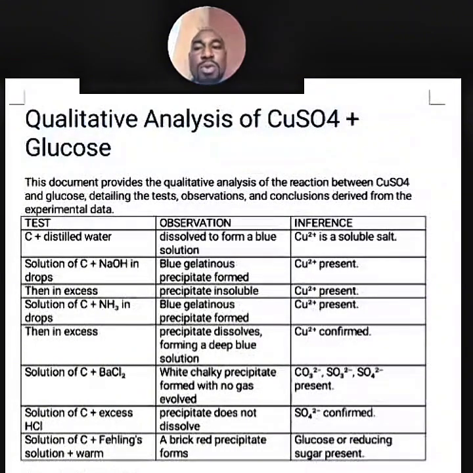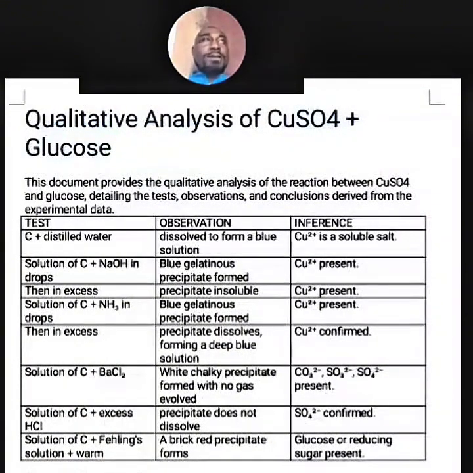Now you add your ammonia in excess. In excess, the precipitate will dissolve, forming a deep blue solution. Remember, when you added sodium hydroxide to sample C in excess, it didn't dissolve. But with ammonia in excess, it will dissolve, and the inference will be copper 2 ion is confirmed. Whenever it dissolves, that means you have confirmed the presence of copper 2 ion. It must surely dissolve in excess ammonia.